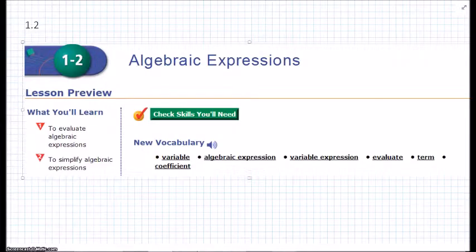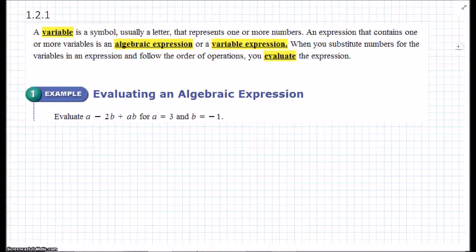Section 1.2 Algebraic Expressions. What we're going to learn today in this section is to evaluate algebraic expressions and to simplify them. A variable is a symbol, usually a letter, that represents one or more numbers. An expression that contains one or more variables is an algebraic expression or a variable expression. When you substitute numbers for the variables in an expression and follow the order of operations, you evaluate the expression.